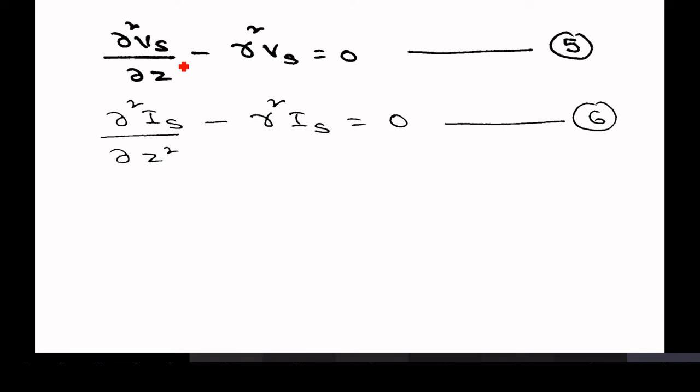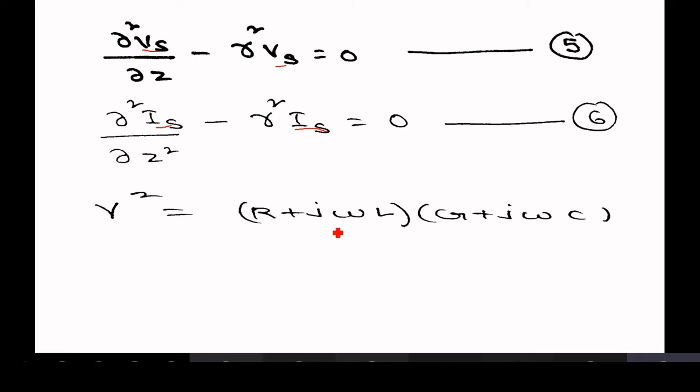So these are the second order differential equations. On both sides we have the same parameter. So what is gamma square? Gamma square is nothing but (R plus j omega L) into (G plus j omega C). This is nothing but the capital Z, and this is nothing but the capital Y.